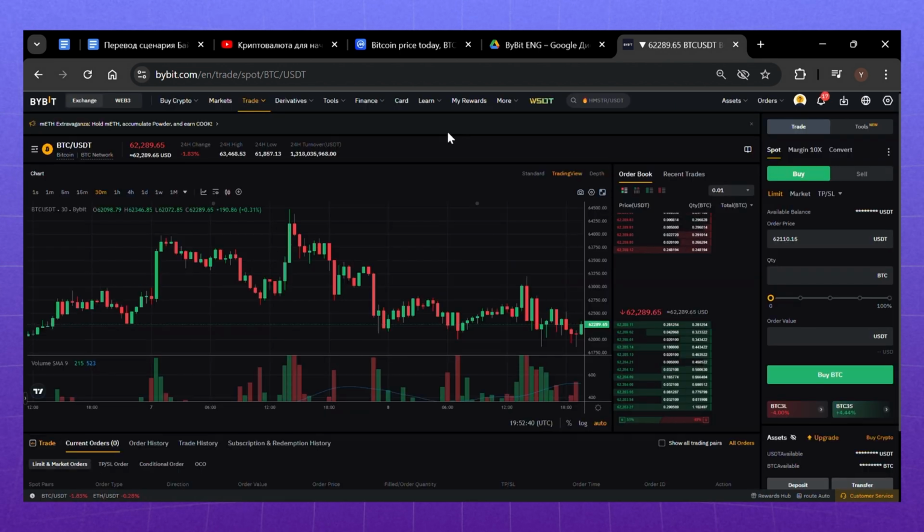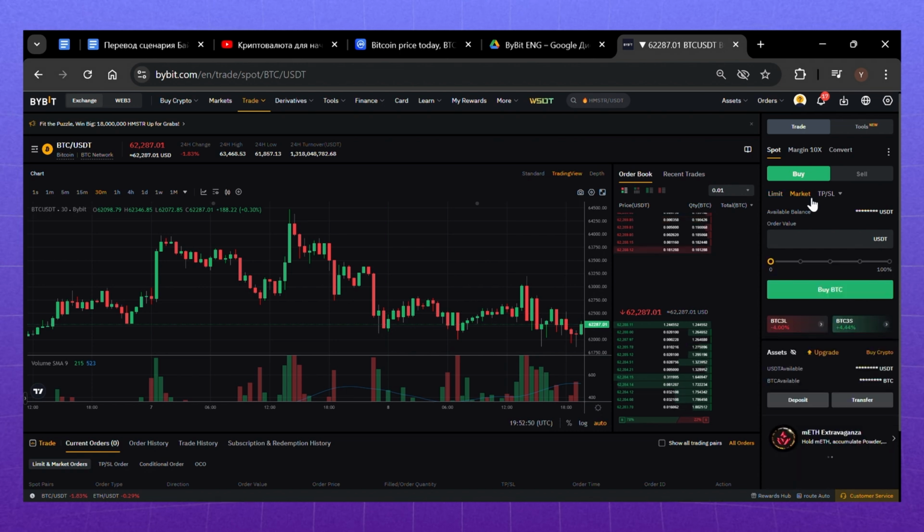Now let's not focus on the chart. It can be overwhelming for beginners. When you are just starting out, the charts and graphs can seem confusing and overwhelming. But don't worry, let's keep things simple. At this point, we are only interested in the right-hand side of the interface, where we'll be buying Bitcoin at the market price. Here's what you need to do.